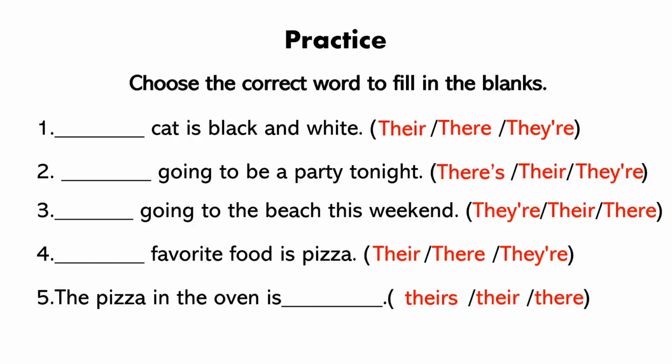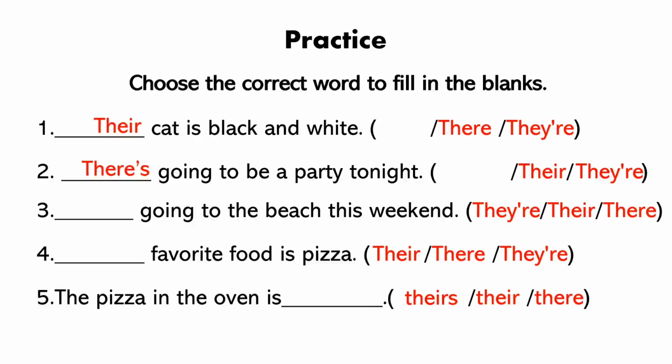In the first sentence, the correct word is their, as it shows the cat belongs to a group of people. Their cat is black and white. In the second sentence, the correct word is there's, as it indicates the existence of a party. There is going to be a party tonight.